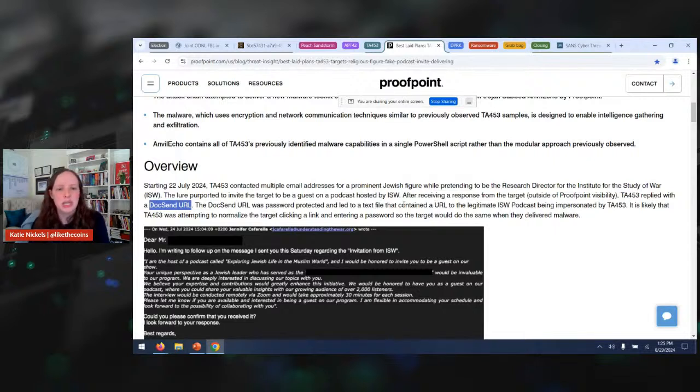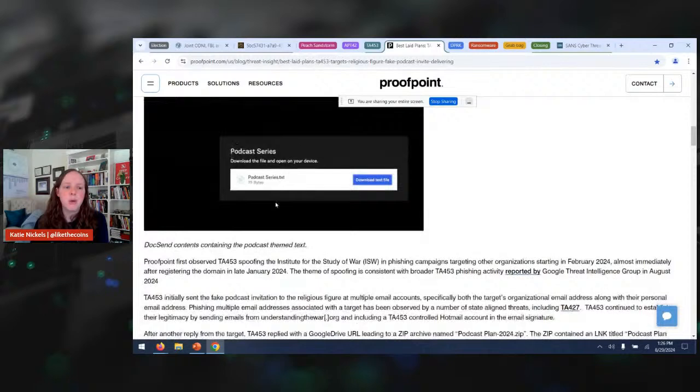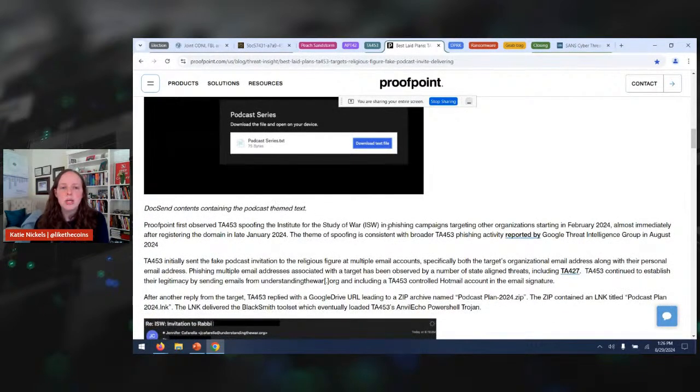Maybe it's a cloud hosting. And then you're like, oh, well, I recognize DocSend. So I click. Then ultimately that contains a malicious URL to further disseminate the malware. So, interesting one. Here's where we start to get into overlaps, right?